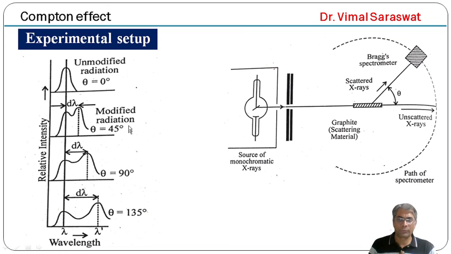So as the value of theta increases, the difference between two wavelengths, that is lambda and lambda dash, or the Compton shift increases, and it is the maximum at theta equal to 180 degree. And after theta equal to 180 degree, if we increase further the value of scattering angle, then the Compton shift reduces again.